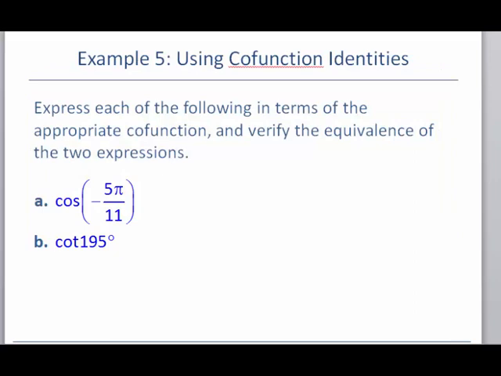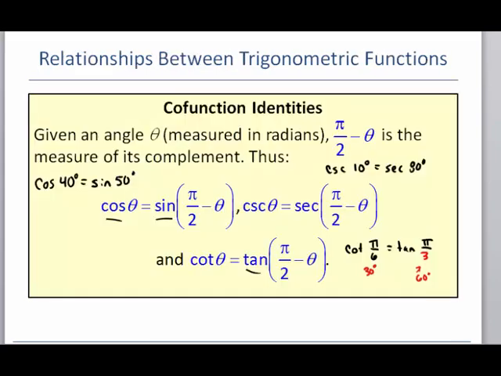Okay, so let's look at some examples. We're going to start with the cofunction idea, and we are asked to express an equivalent cofunction to each of the problems that are given, and then verify that they're the same based on what we would get with our calculator. Okay, so remember, I'm going to go back to our screen for a second.